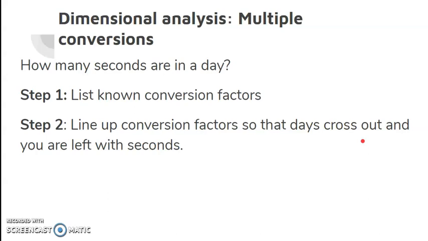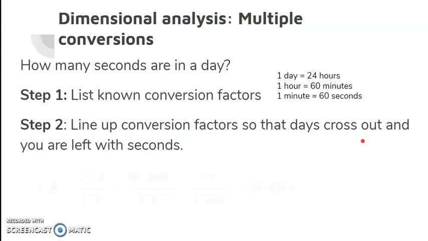So the first thing you want to do is list any of the conversion factors that you think might be useful. So you're going to look for conversion factors that use seconds and day. So we know 1 day is 24 hours. We know 1 hour is 60 minutes. And we know 1 minute is 60 seconds. So what we want to do now is figure out how to use those to figure out our answer.